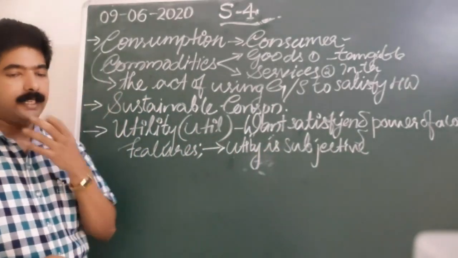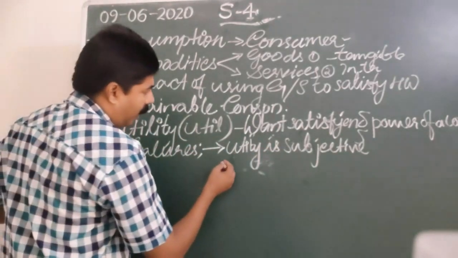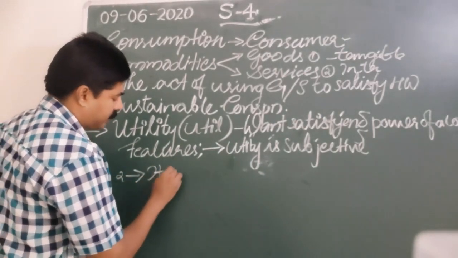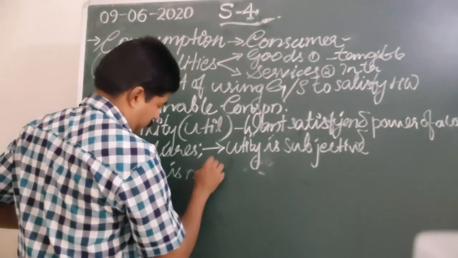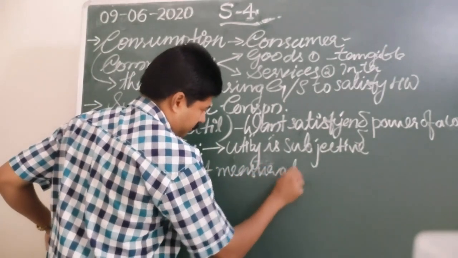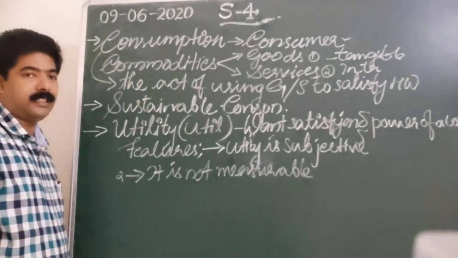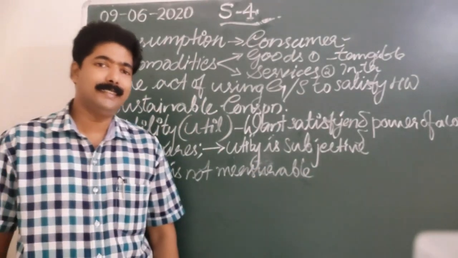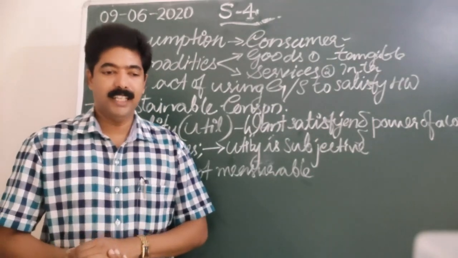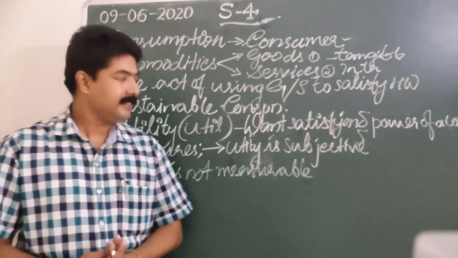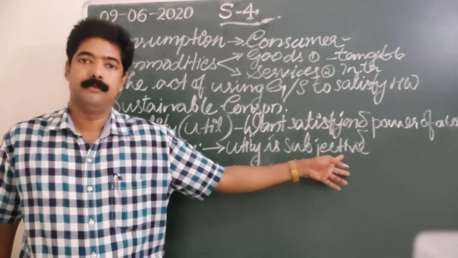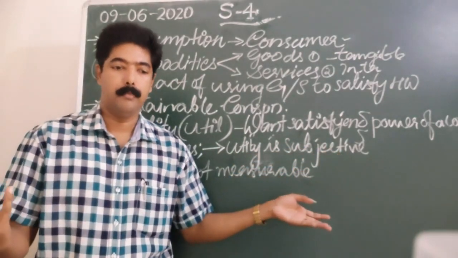The second point is utility is not measurable. Utility is not measurable. We cannot measure it. Then how do we express it? As already I have told you, utility is subjective in nature and therefore it is not measurable.